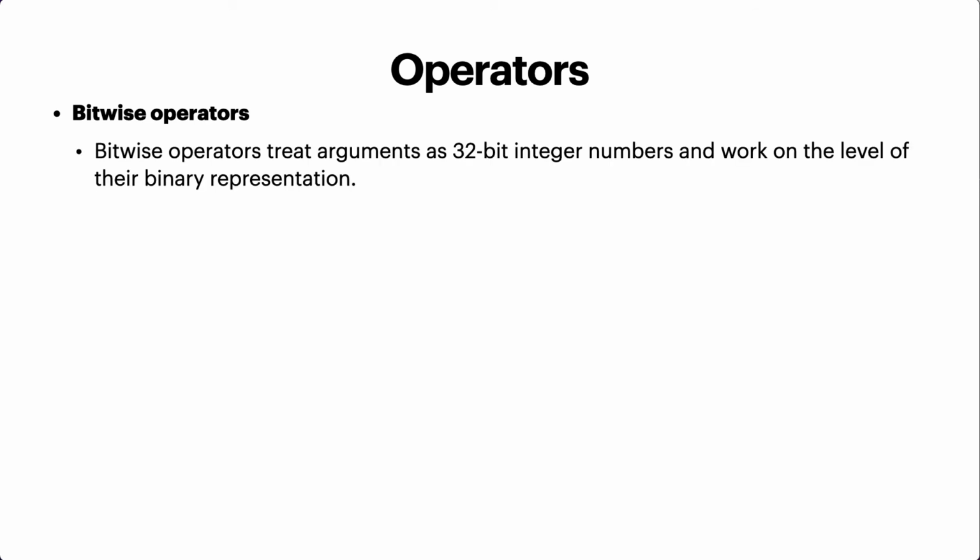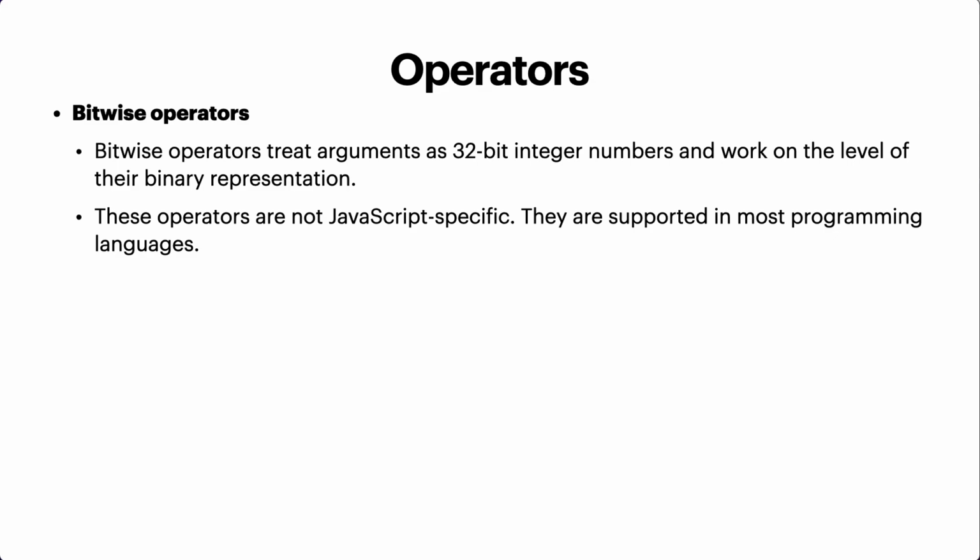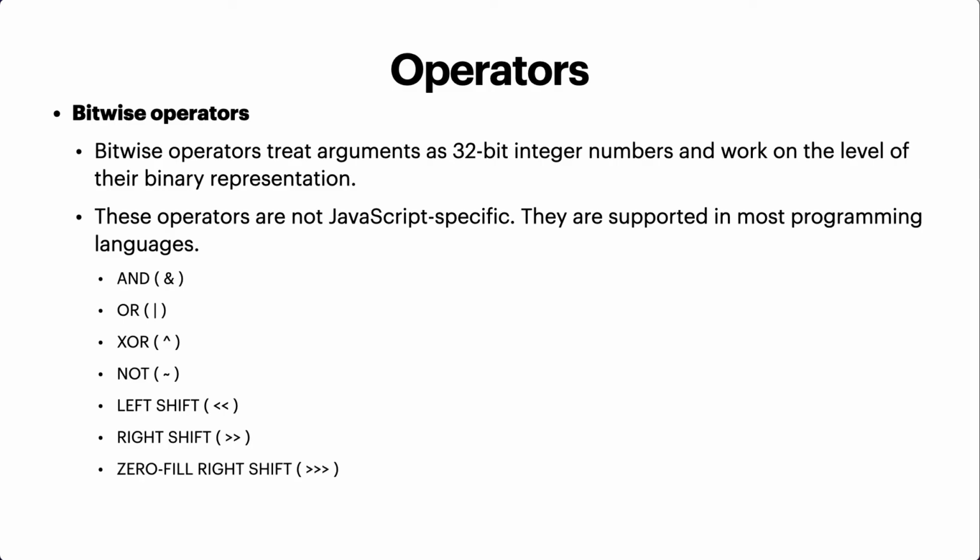So now we have some other operators called bitwise operators. Bitwise operators treat arguments as 32-bit integer numbers and work on the level of their binary representation. These operators are not JavaScript specific. They are supported in most programming languages like C++, Java, and Python. We have different types of bitwise operators: AND, OR, XOR, NOT, left shift operator, right shift operator, and zero fill right shift operator.